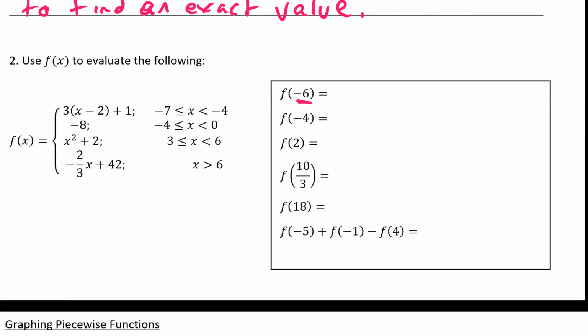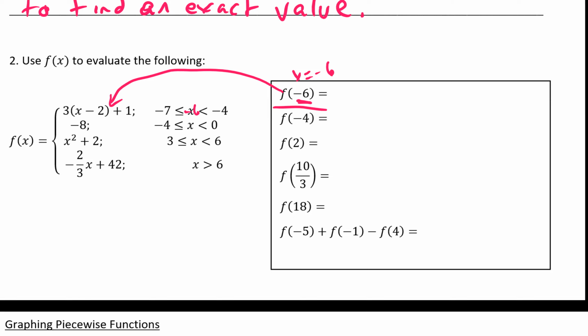So what do you have to pay attention to? The domain restrictions. For example, f of negative 6, can I plug it into the first equation? Yes, I can. Why? Because we're saying x is equal to -6, right? And -6 falls in between -7 and -4, doesn't it? So because of that, we can use the first equation.